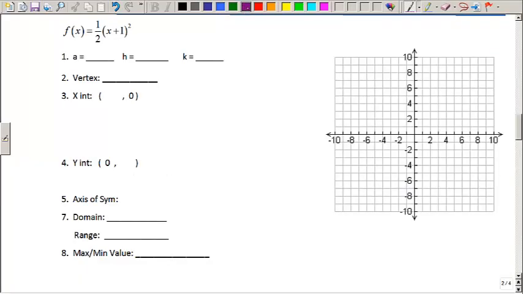This is our last example that is already in standard form. My a is a half. My h is negative 1, the opposite of the inside, and there's no value out here. If it makes you feel better, you can think about it as plus 0, so my k is going to be 0. That gives me a vertex at -1, 0.